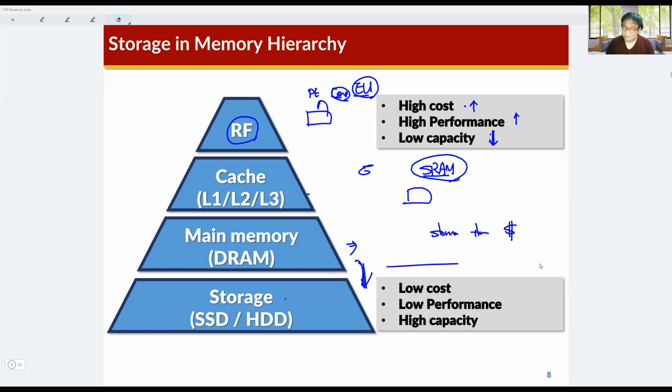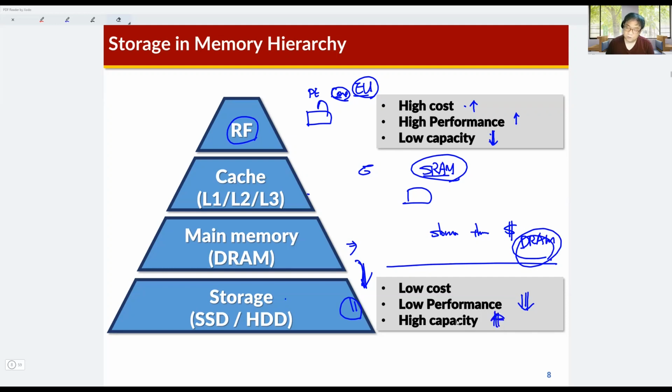Okay, and then we already know that the DRAM is volatile. That means that the data stored in the DRAM is removed if the power is off. How about the storage? The storage is cheap, like SSD or hard disk drive. The performance is very, very low compared to DRAM, but the capacity is very high.